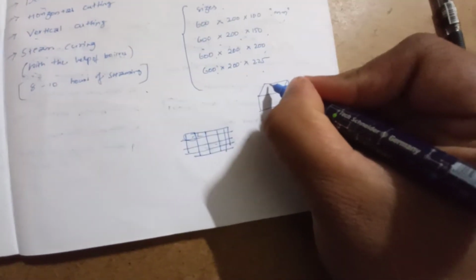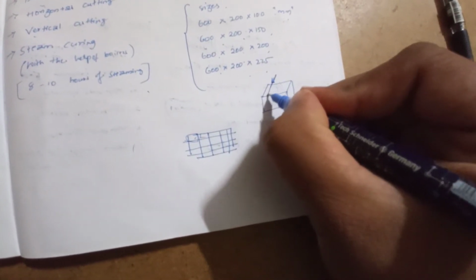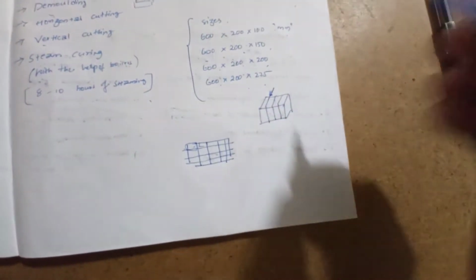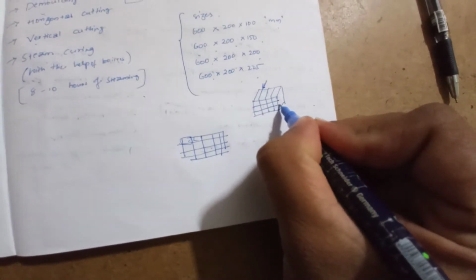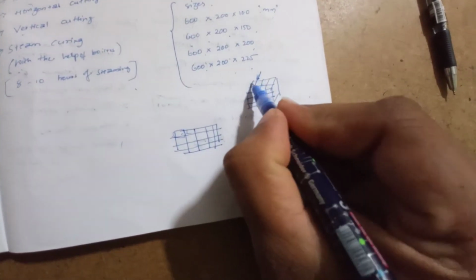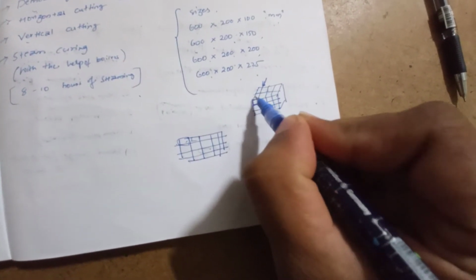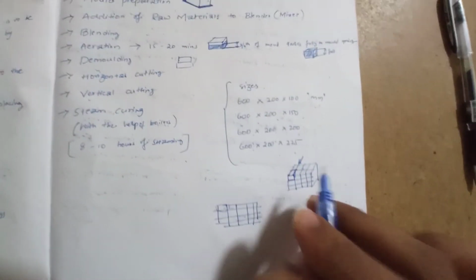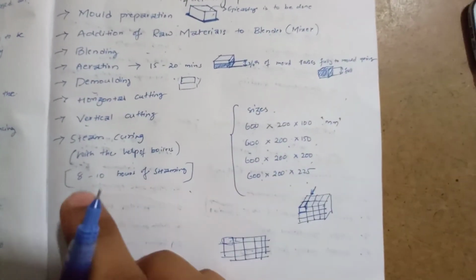Firstly one cutting will be taken in this order, like this. Then another cutting will be in this order, followed by this order too. So our block will get ready like this, of required size. This is the actual process of horizontal cutting and vertical cutting. Then we will be separating this block and sending it for steam curing.